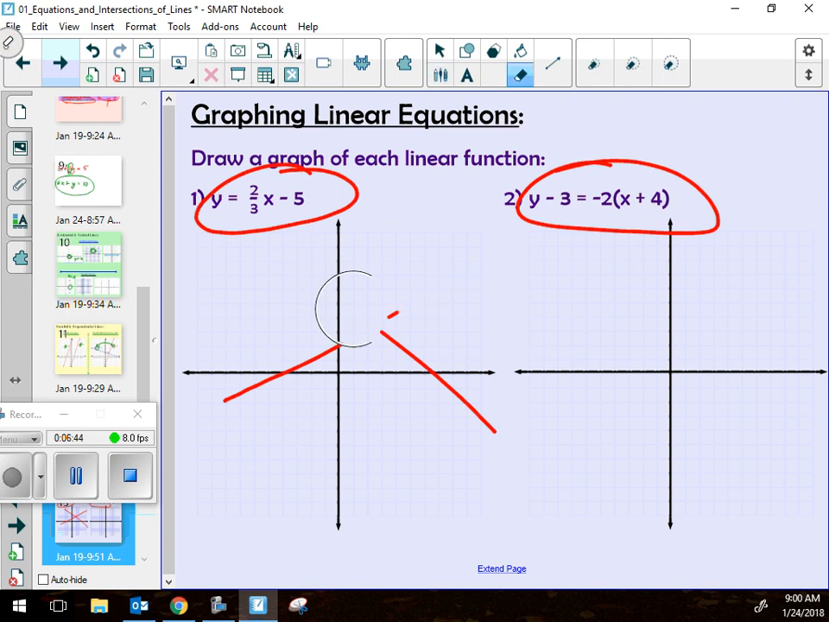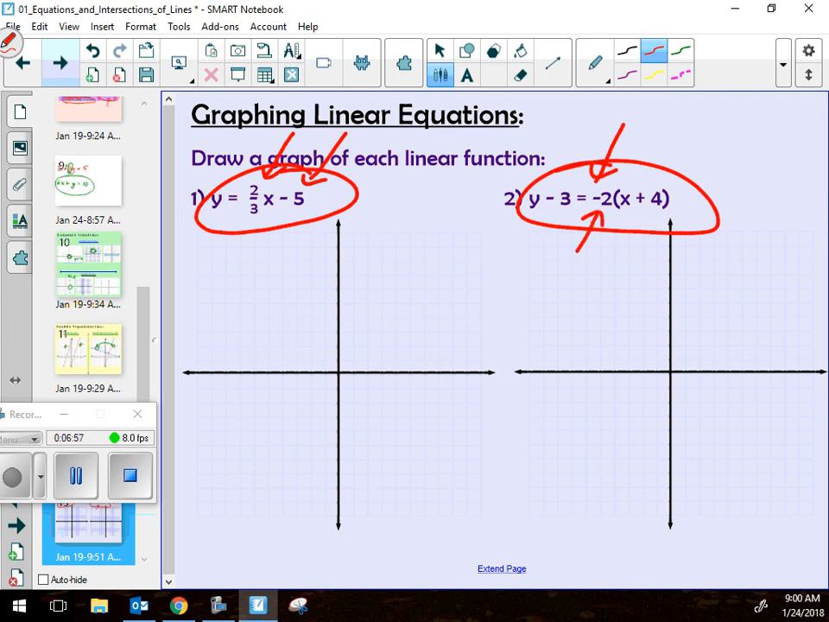Okay, so let's see if you can graph these. I want you to graph both of them. I've reminded you a second ago what this and this are. So start at the y-intercept, do the right slope. Here, start at the right point, do the right slope. And then I'd like you to compare.